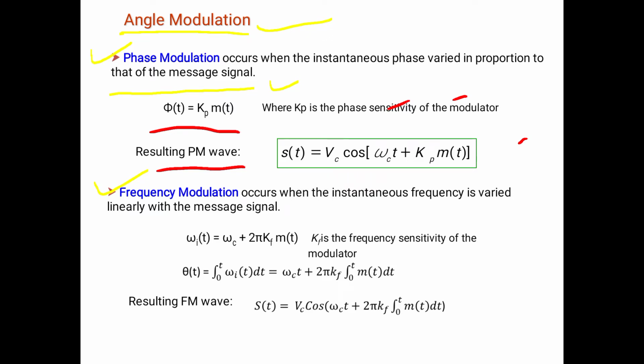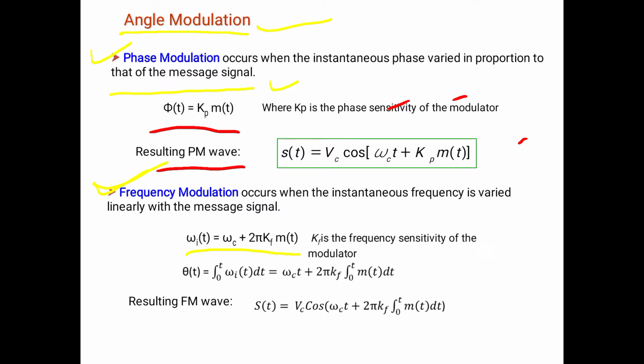Now coming to frequency modulation. The second one is frequency modulation. Frequency modulation occurs when the instantaneous frequency is varied linearly with the message signal. In the case of phase modulation, the instantaneous phase is varied, but in frequency modulation, the instantaneous frequency of the carrier signal varies in accordance with the message signal amplitude. Here we need to find the instantaneous frequency, that is omega i of t.